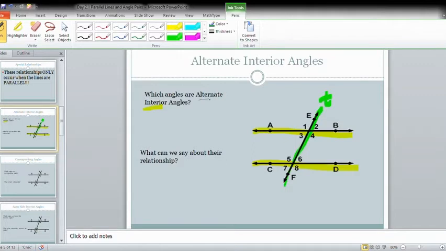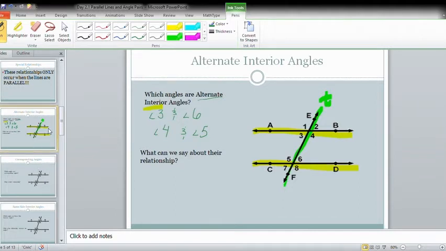But again, we want alternate interior angles, which means we don't want them on the same side of the line and we don't want them next to each other. So angle 3 and angle 6 are going to be alternate interior angles. Another pair would be angle 4 and angle 5, alternate interior angles, right?